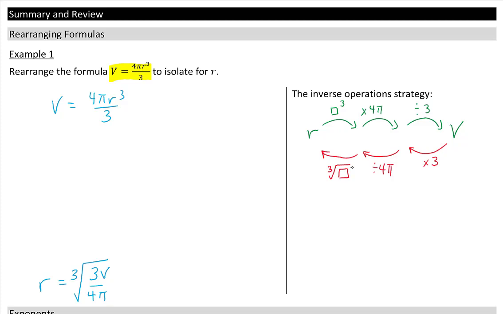So if we wish to show our work that happens in between, it says times 3, so this is 3V equals 4 pi r cubed. Divide both sides by 4 pi, so we get 3V over 4 pi is equal to r cubed, and finally take the cube root of both sides.